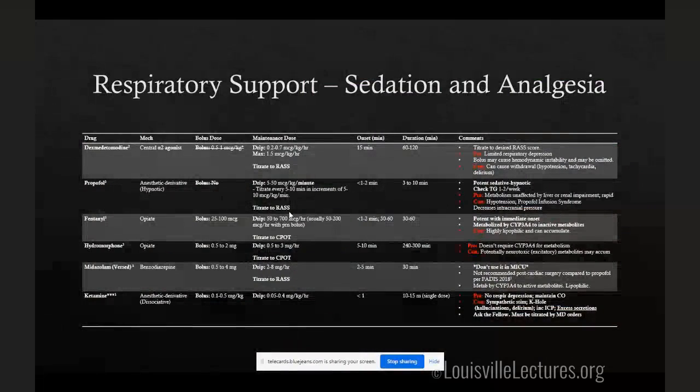This is a table that I generated for you guys from UpToDate regarding the different sedatives and analgesics that we use in the ICU. So, long story short, start with propofol, start with fentanyl. Here are the ranges for the drips. Here are the things you should consider.